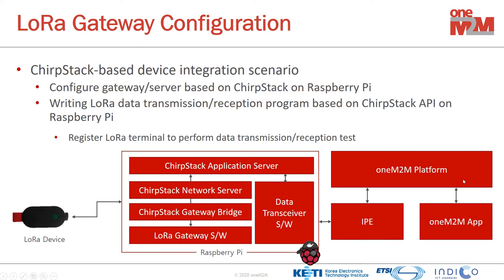And we are going to work on the oneM2M application, which consumes all the uplink data, or in other cases, the oneM2M application can send some actuation messages down to the LoRa device. So the downlink would be, again, the oneM2M application to the platform, and then the IPE gets that downlink or actuation messages, and it will go to the device.